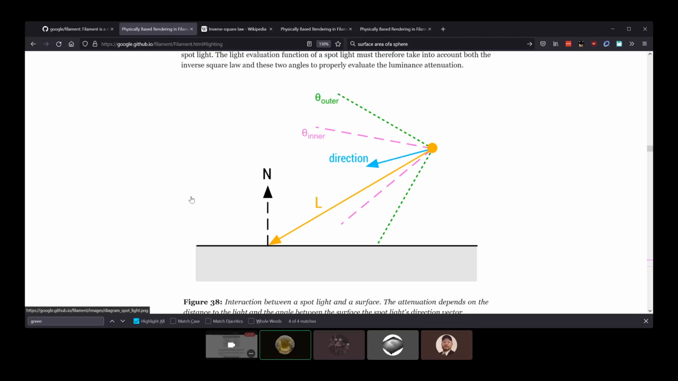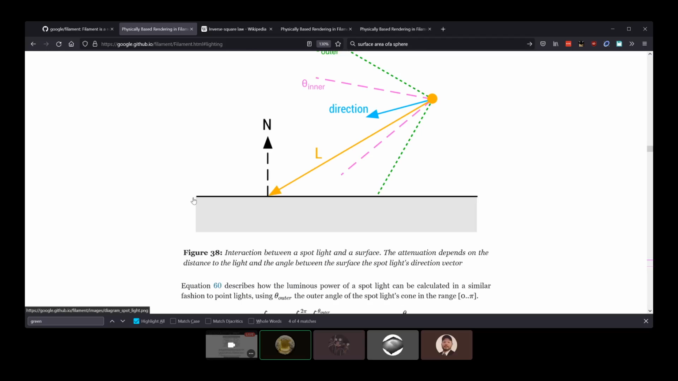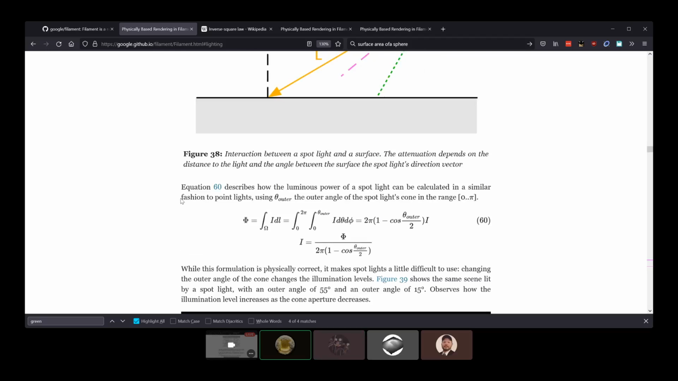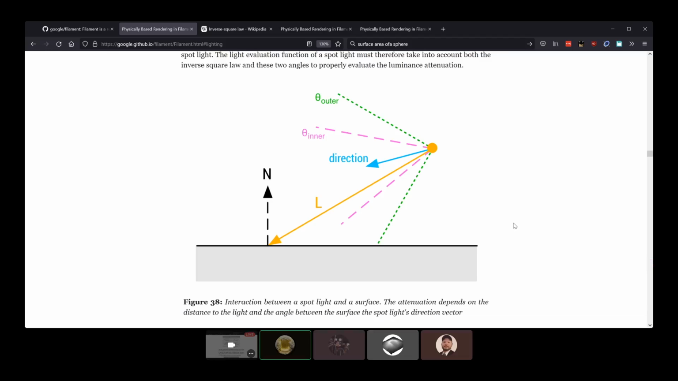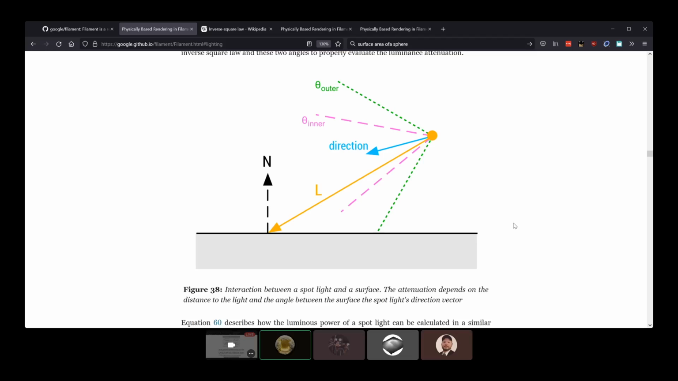Well, it's also just a cone, so you've got to express the cone. Yeah, that theta outer would be the end of the cone. It would be like where the light stops. The light stops here.